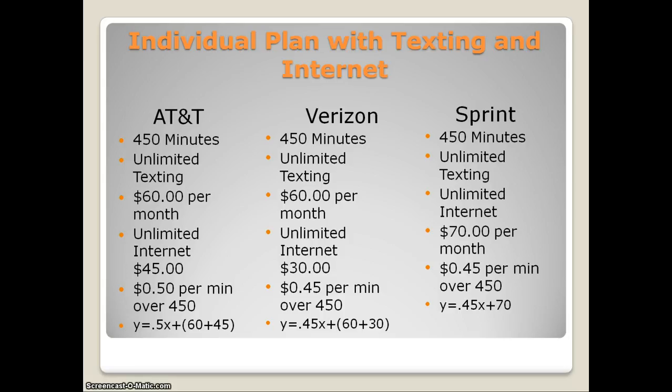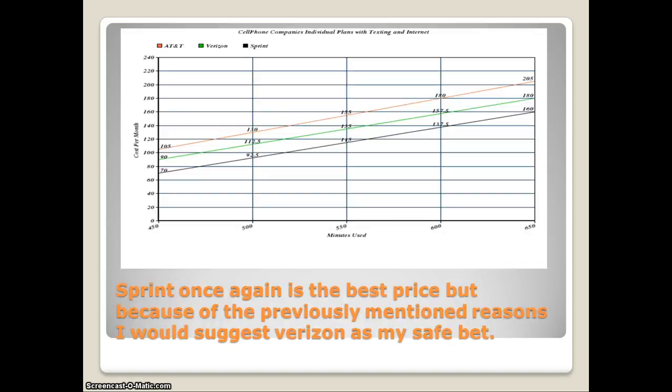Sprint has a package with internet, and it costs a total of $70 per month. So it is overall the cheapest, as this graph shows. But once again, it doesn't have regular cell phone coverage or 3G coverage in the Bloomington area. So I would say if you're going to stay in Bloomington, your safe bet, once again, is Verizon.